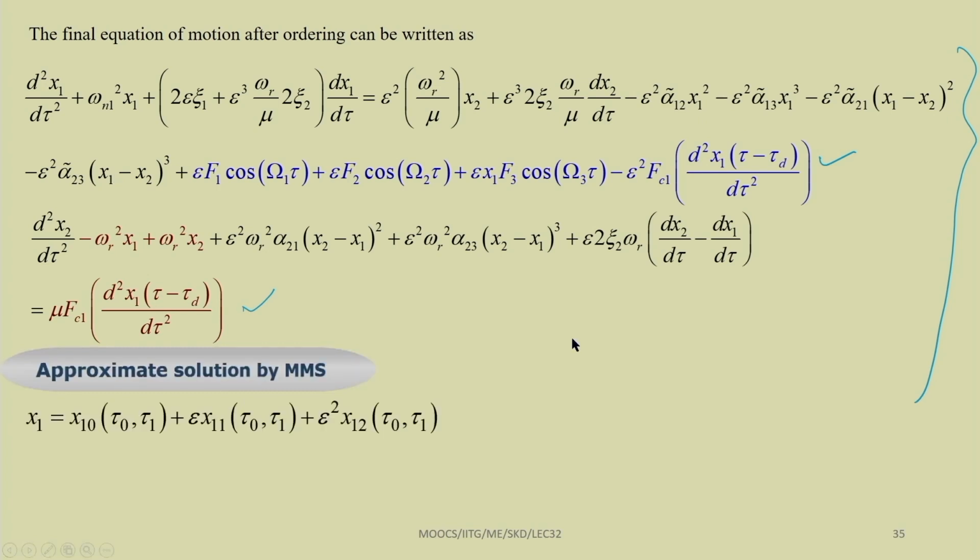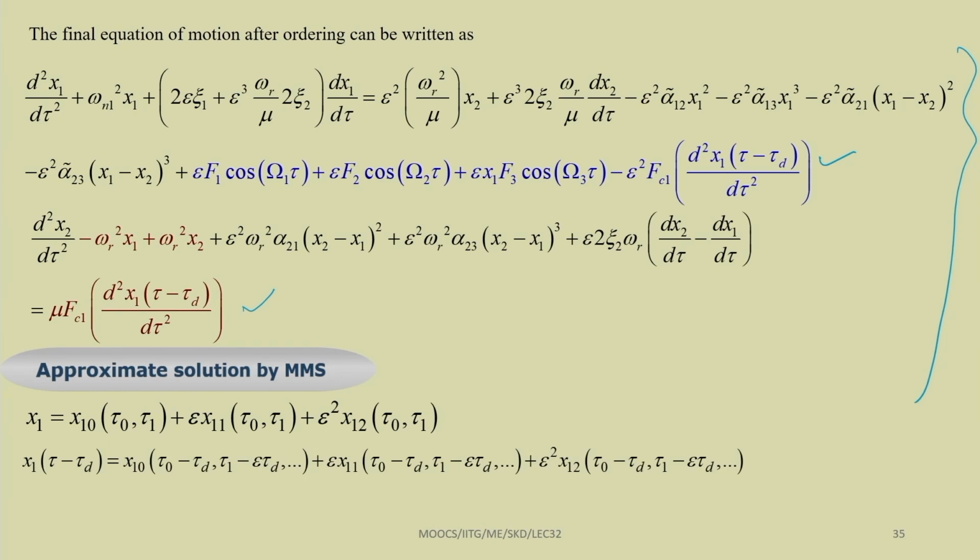Then one can solve this equation by using the method of multiple scales. It can be taken x1 equal to x10 plus epsilon x11 plus epsilon square x12, and you see how the delay term is written. The delay term is written simply by using the same expression, where tau 0 is replaced by tau 0 minus tau d and tau 1 is replaced by tau 1 minus epsilon tau d. Tau 0, tau 1, tau 2 are of different time scales.